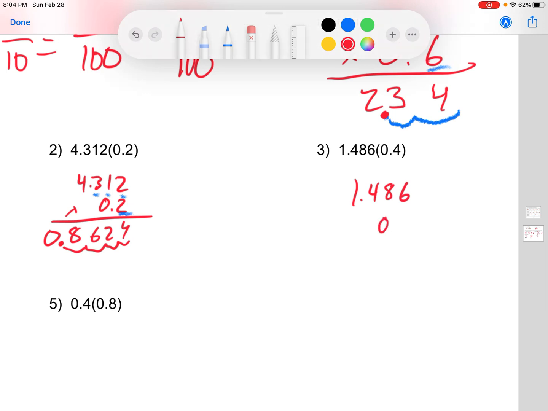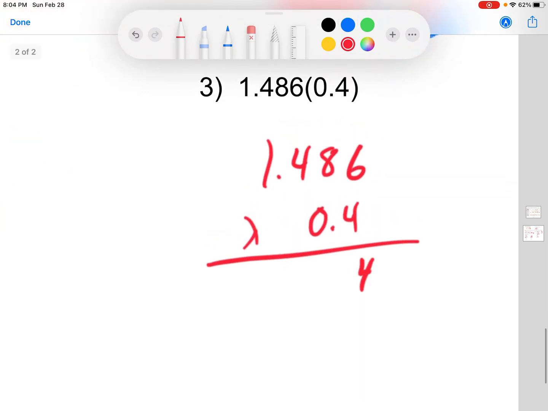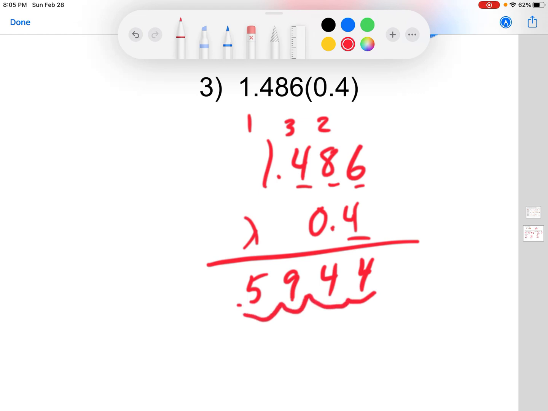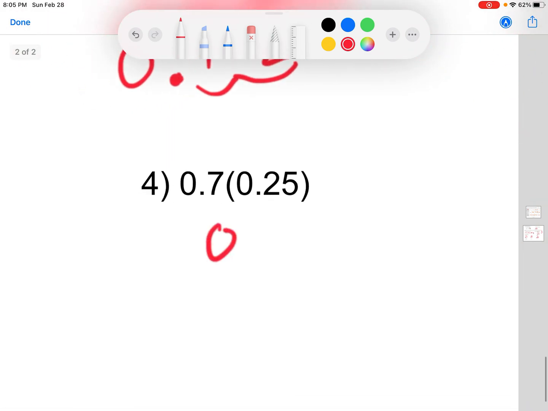1.486 and 0.4. We'll multiply. All right, that's 24. Carry that 2. That's 34. Carry the 3. That's going to be 19. Carry the 1, and that's 5. 1, 2, 3, 4. There we go. Let's try this one.